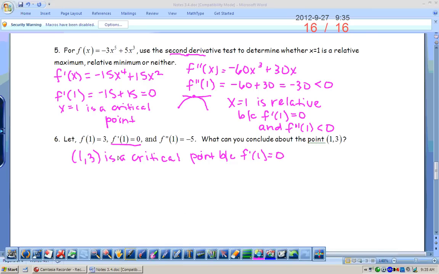Now, if x equal 1 is a critical point and the second derivative is negative, then by the second derivative test, I know that (1, 3) is a relative maximum. The reason I know that is because f prime of 1 equals 0 and f double prime of 1 is less than 0.